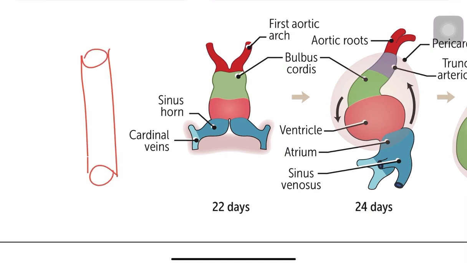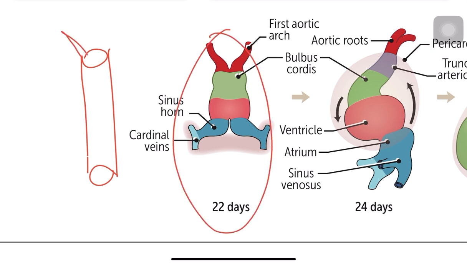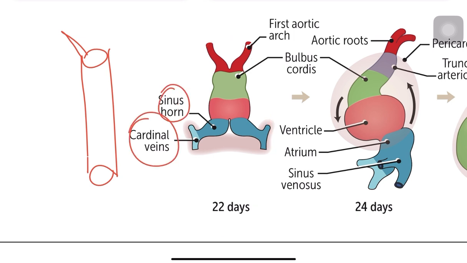So this straight tube we need to modify into a heart. Before discussing all these formations, we will go through the parts of this tube by day 22. So this tube develops into this structure on day 22. This structure has cardinal veins and a sinus horn and bulbous cordis and first aortic arch.